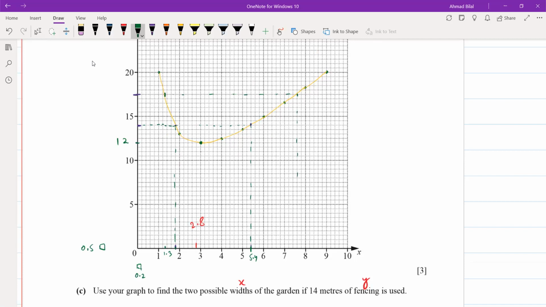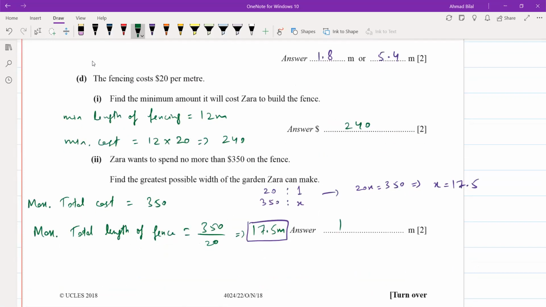उससे, क्योंकि आपको greatest possible width चाहिए, so you would actually prefer this one, and this turns out to be 7.6। जो आपके पास यहाँ पर आ रहा है that is 7.6, so you say this is 7.6, this is the greatest possible width that Zara can make, right?